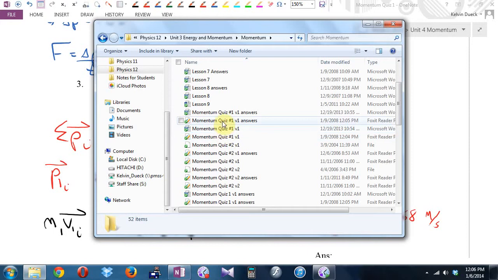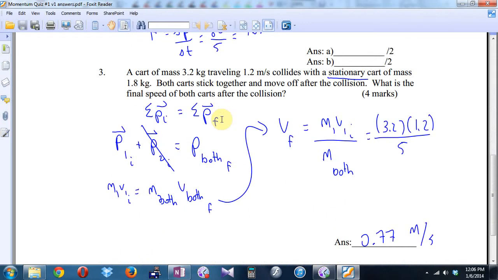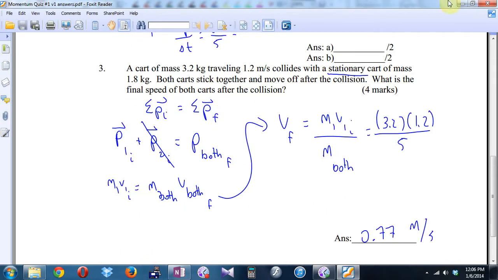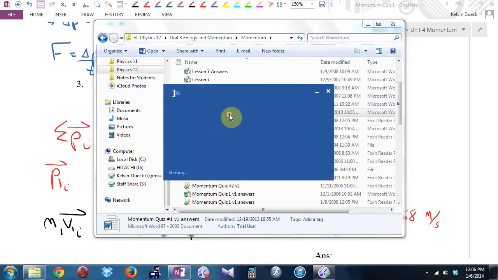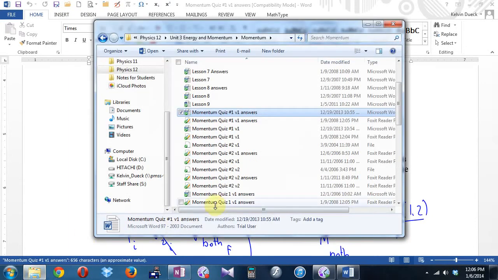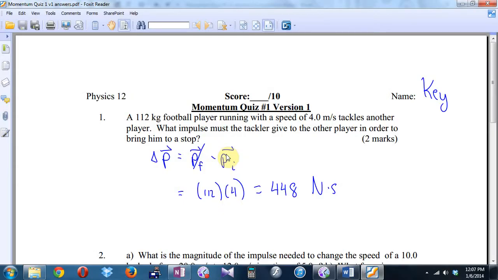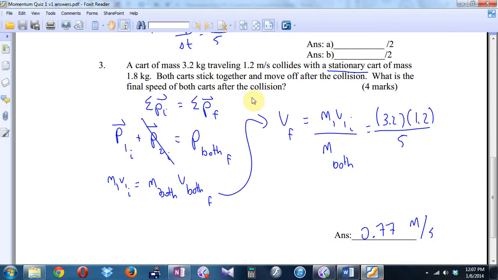Quiz 1, version 1, answers. I think this is it. I didn't do part marks. Maybe I did part marks in this version here. Let's see, because that looks like a newer one. Didn't do part marks. Maybe I did part marks in this one here. No, good gosh. You know what? Probably 1 mark for that, 1 mark for that, 1 mark for that, and then 1 mark for the answer. Something like that.